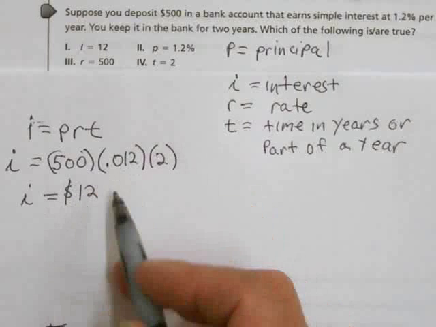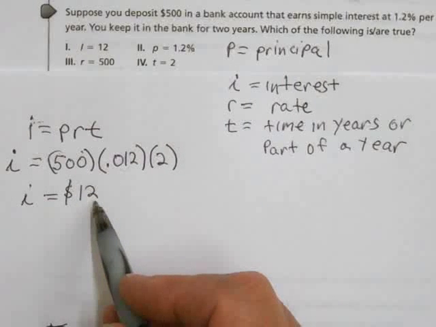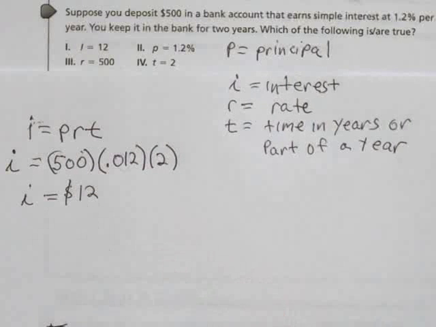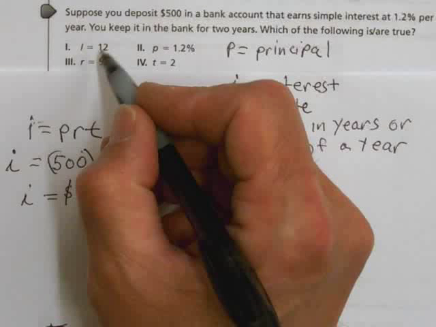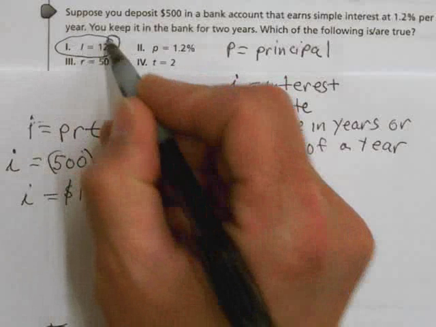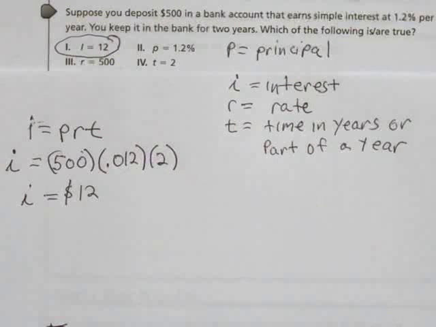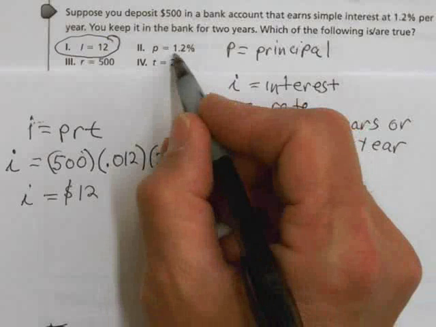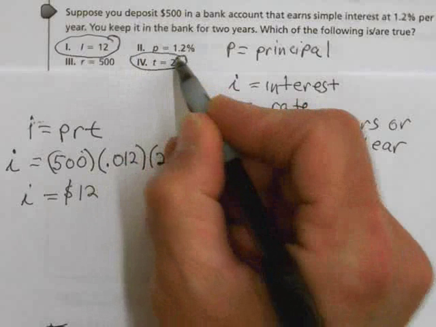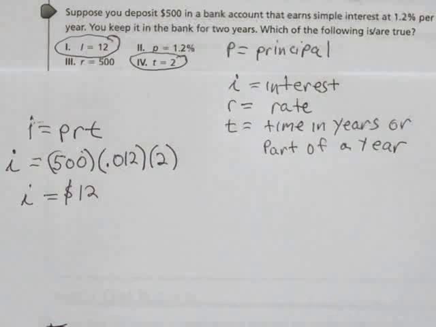So in other words, you earned $12 that year on your $500 in the bank. And they want to know which of the following is or are true, and which would they be? Well, that interest equals 12, that's clearly true. We've just proven that. And what's the other one? That time, t, equaled 2 years. And that would be an example of a simple interest problem where we're solving for I. In other problems, we'll probably be solving for P, R, or T.